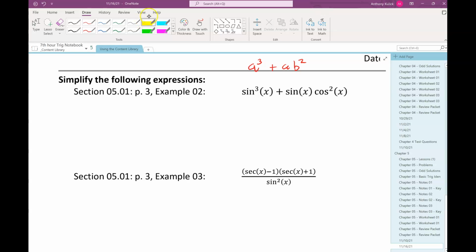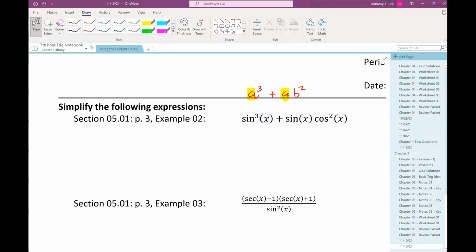Yes. Notice that each of these terms has an A in it, right? So we can factor off A. Oh, we factor out sine. A greatest common factor of A. So here, they both have sines on there. We can take off a sine x. Everybody okay with that idea?